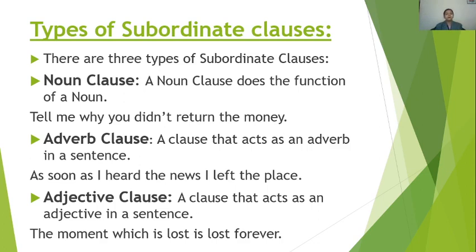Now look at the example: "Tell me why you didn't return the money." Tell me what? Why you didn't return the money. So "why you didn't return the money" is the object, and objects are nouns. So what is the noun clause here? This is not a single word, it is a group of words, so it is a noun clause, because this group of words is doing the function of a noun.